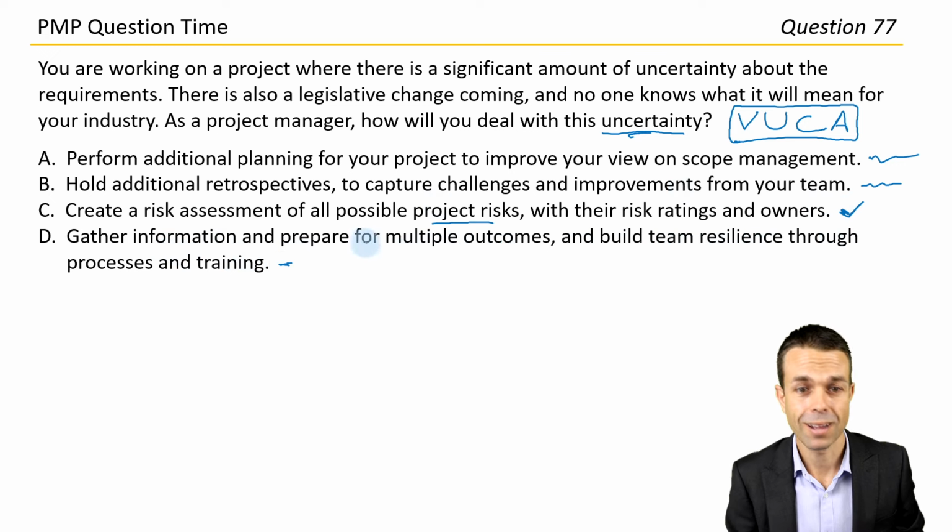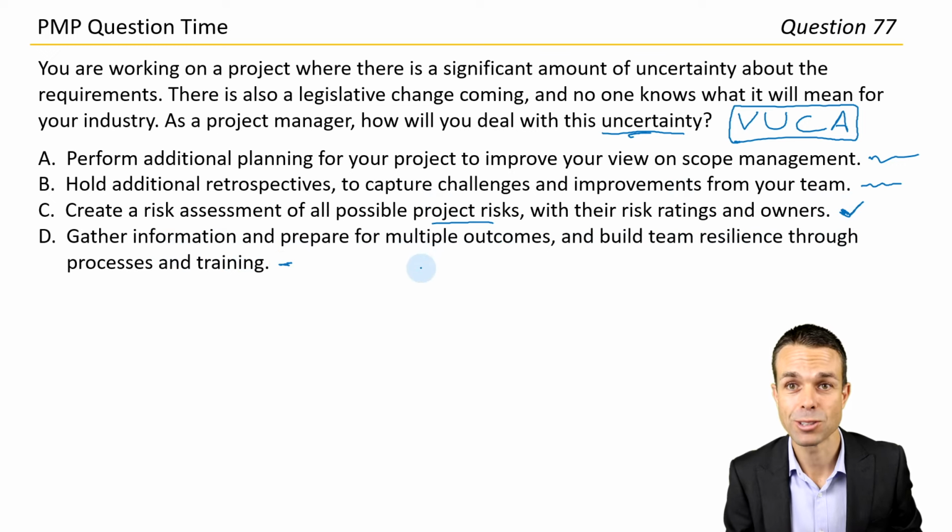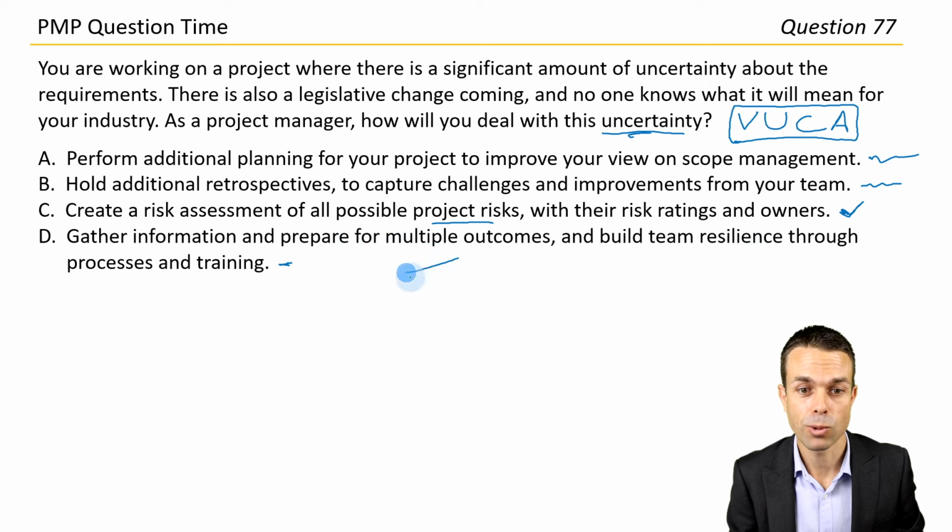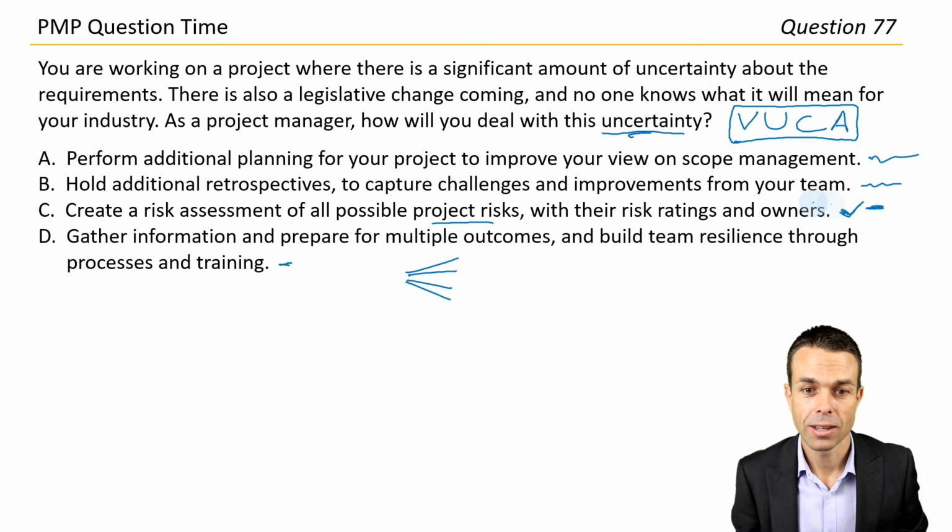Definitely the multiple outcomes, I think. If things are uncertain, we can prepare for this one, that one, and that one, and that one. And that's sort of what the risk question is doing. But this one adds building team resilience.